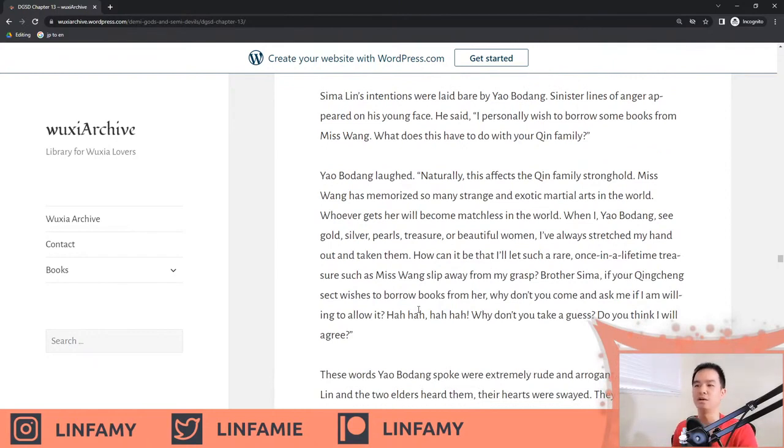When I, Yao Bodang, see gold, silver, pearls, treasure, or beautiful women, I've always stretched my hand out and taken them. How can it be that I'll let such a rare, once-in-a-lifetime treasure such as Miss Wang slip away from my grasp? Brother Sima, if your Qincheng sect wishes to borrow books from her, why don't you come and ask me if I am willing to allow it? Why don't you take a guess? Do you think I will agree?"